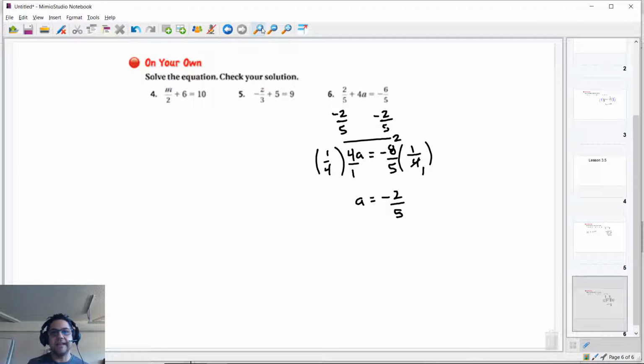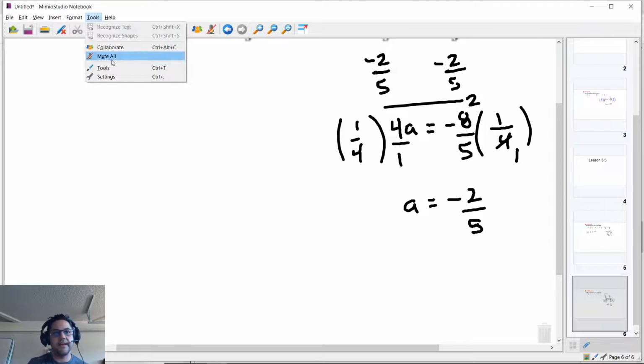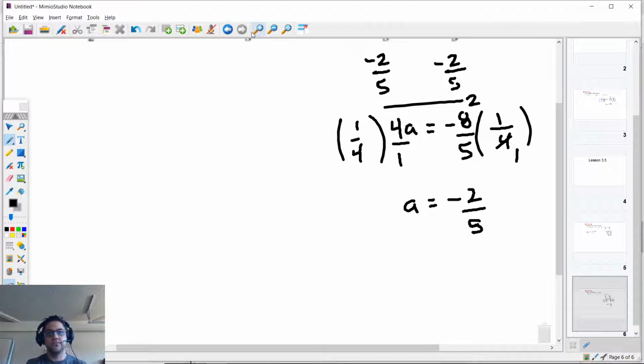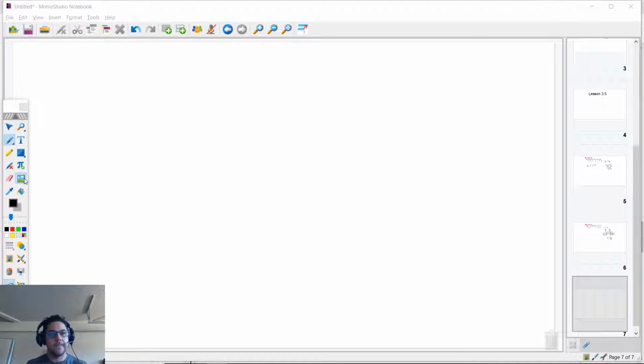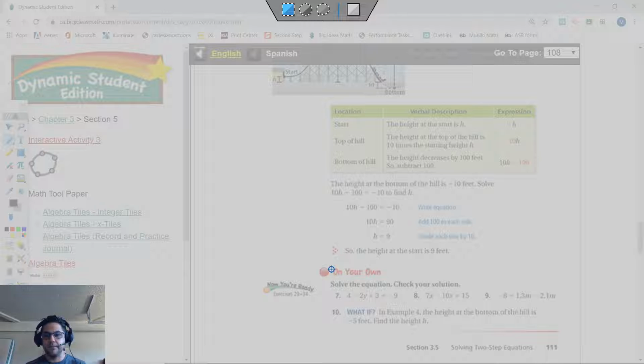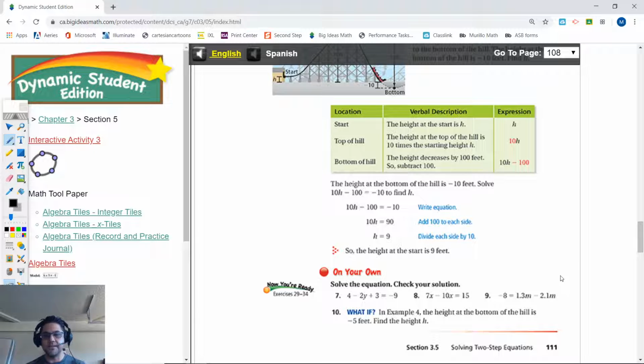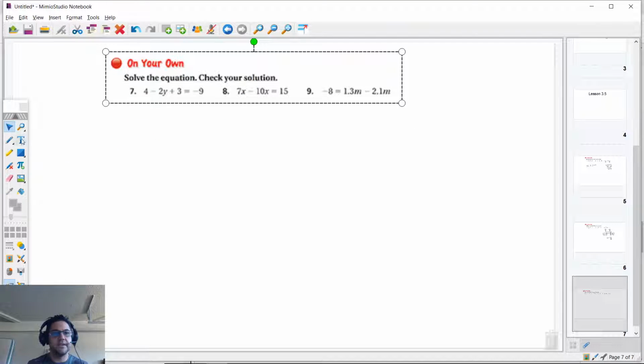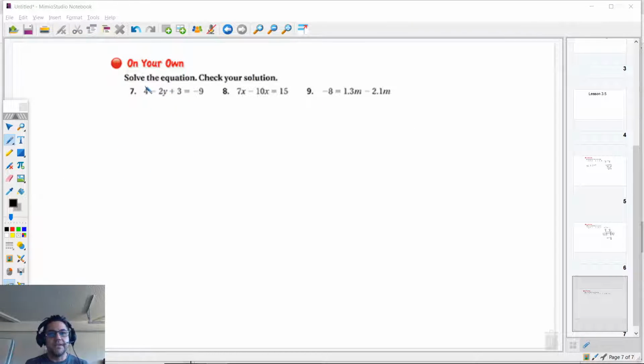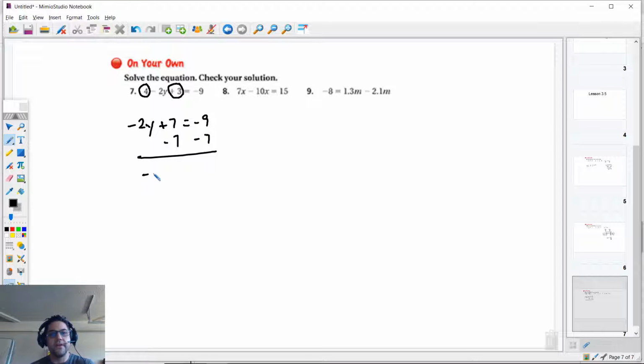All right, the last idea. The ones that require a little bit of combining like terms first. So number 7, the skill that I showed you with again here. So it's really kind of like a multi-step problem. So we've got negative 2y, and then a 4 plus a 3 is a 7 is equal to negative 9. So I'm going to go ahead and subtract 7 both sides. So negative 2y is equal to a negative 16.